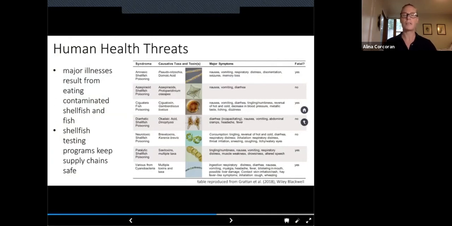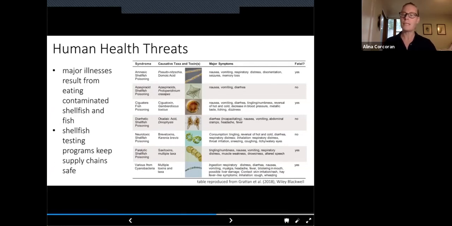For example, amnesic shellfish poisoning is caused by a diatom, really a beautiful diatom, but it produces a nasty toxin called domoic acid. And that results in nausea, vomiting, respiratory distress, disorientation, seizures, and memory loss. That can be fatal. Interestingly, I don't know if folks have seen Alfred Hitchcock's movie, The Birds, but the inspiration for that movie, at least in part, came from amnesic shellfish poisoning. So when birds consume shellfish contaminated with domoic acid, they really become disoriented and fly very, very erratically.